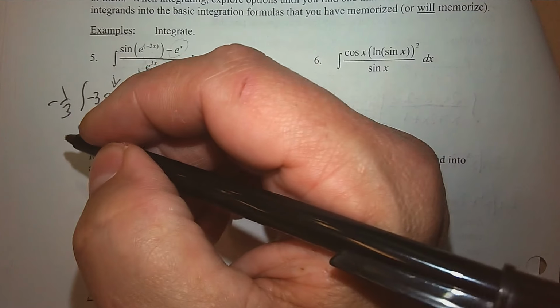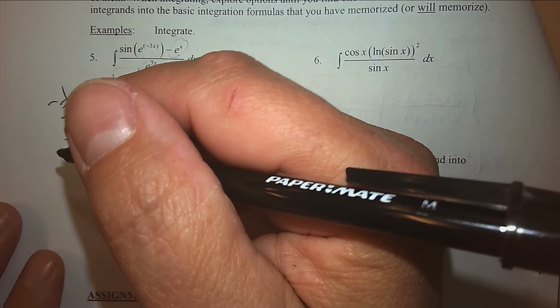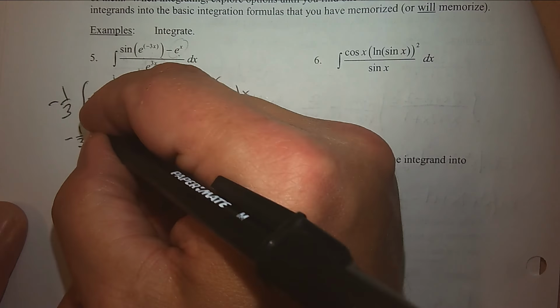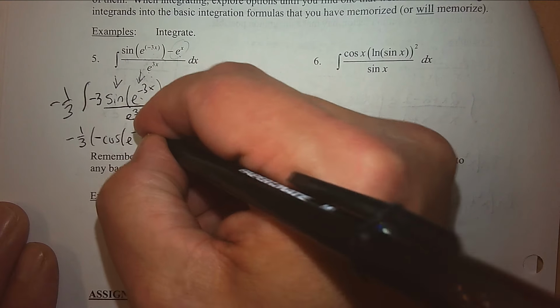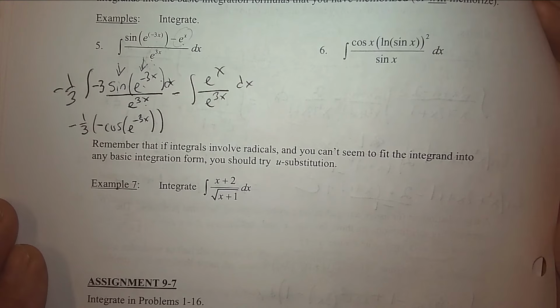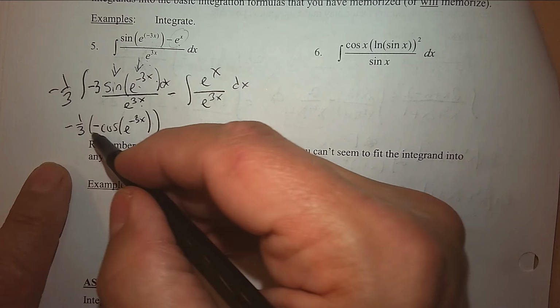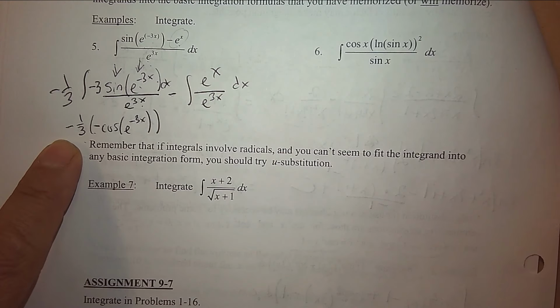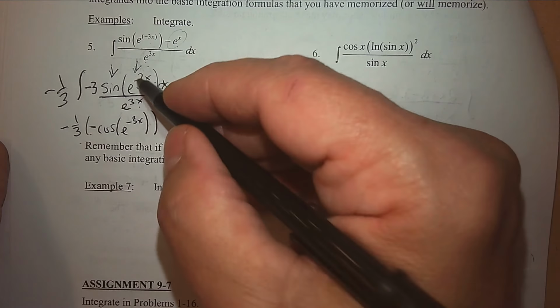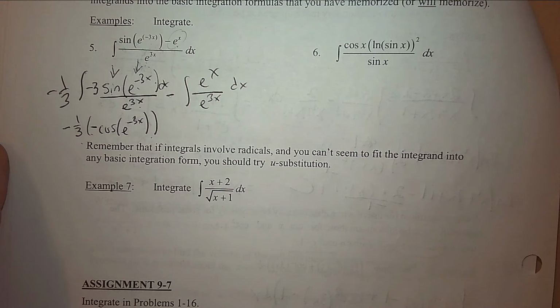Just cosine or negative cosine? Negative cosine. It is, right? So it's negative cosine of what? E to the... Integration. When you integrate, what's the rule for sine? Negative cosine. Now, of course, the negative times the negative makes it positive, but I don't care right now. But can you see? That's a lot simpler than it looks.